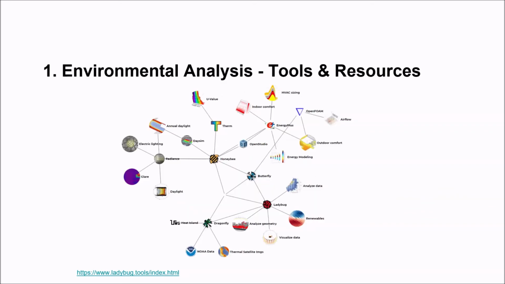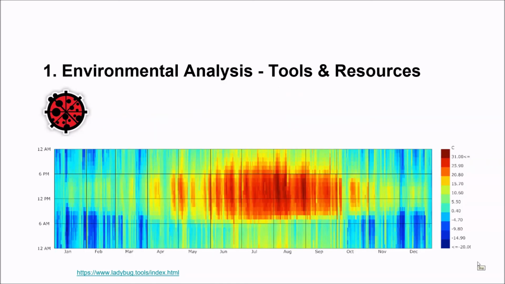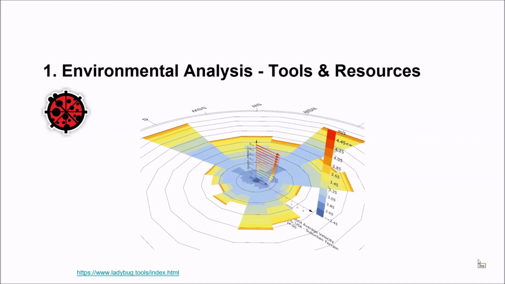Here is a graphic illustrating how a lot of those different plugins work together and allow for analysis of a variety of items such as glare, daylight, annual daylight, U values, sizing of HVAC systems, airflow analysis, energy modeling, and environmental analysis. You can utilize the software to create things such as psychometric charts, temperature visualization for a specific site for time of day against the month of the year, or a windrose diagram.